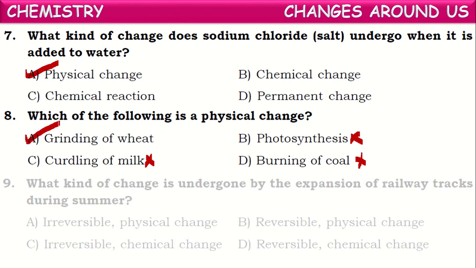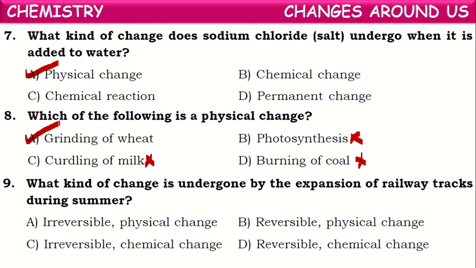Okay. Next, what kind of change is undergone by the expansion of railway tracks during summer? We know these railway tracks are made up of iron and steel. These are metallic objects.